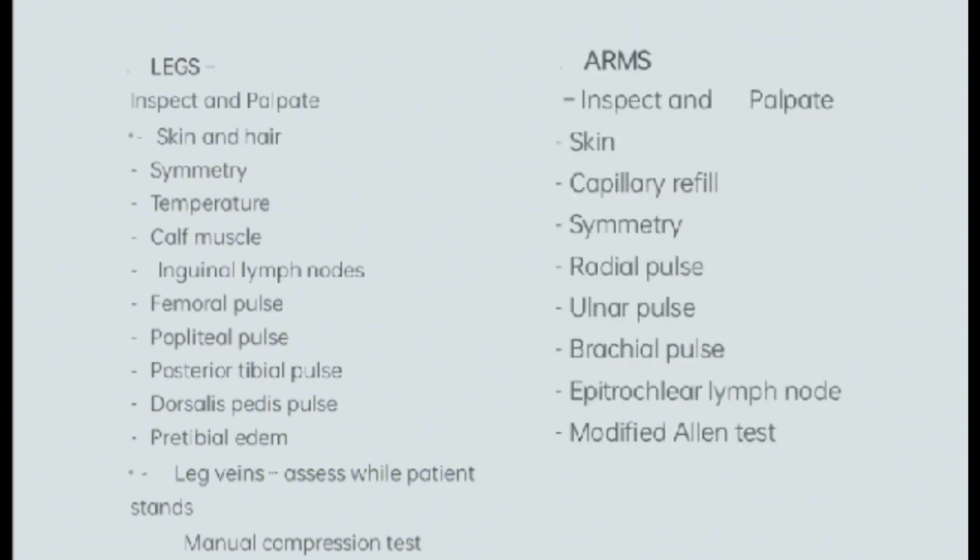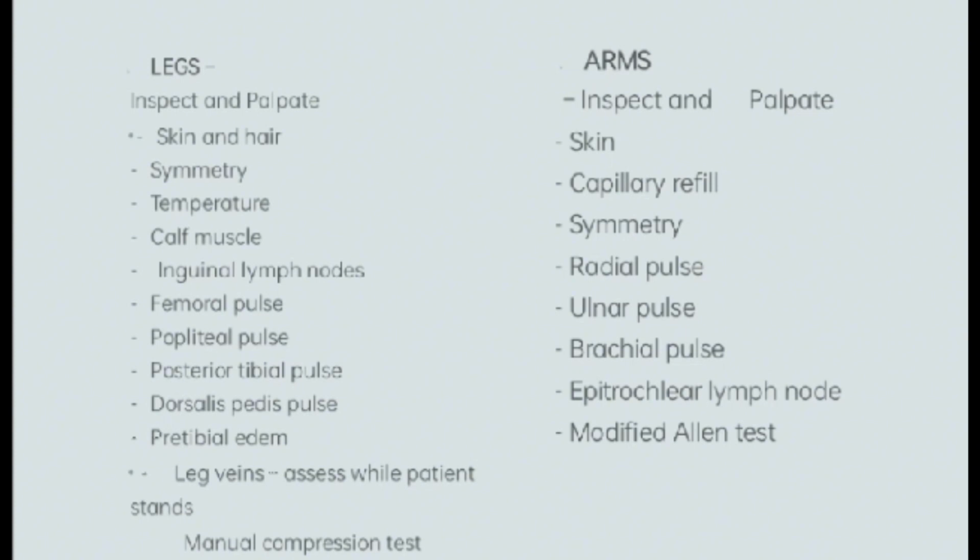Number two in the physical examination, we have to inspect and palpate the arms. First is the skin. Of course, you have to note if there's any discoloration or pallor or cyanosis. Next, we have to perform the capillary refill test.